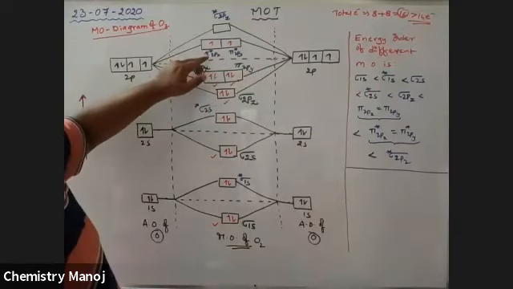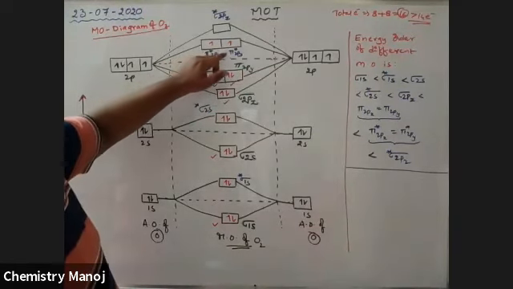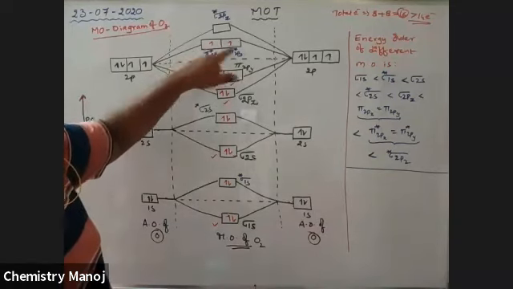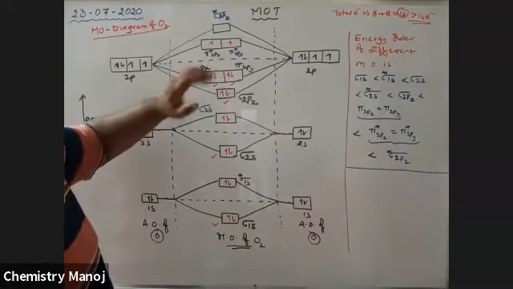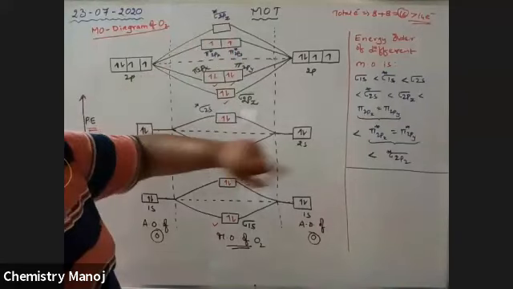Pi 2px is equal to pi 2py. Those are less than pi star 2px, which is equal to pi star 2py, because these two orbitals also have the same energy, which is less than sigma star 2pz. This is the way I did it.